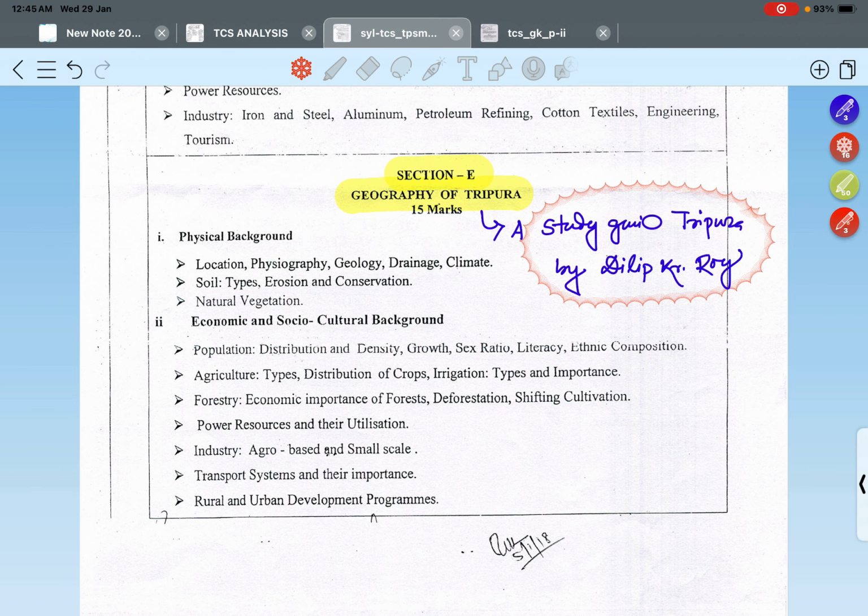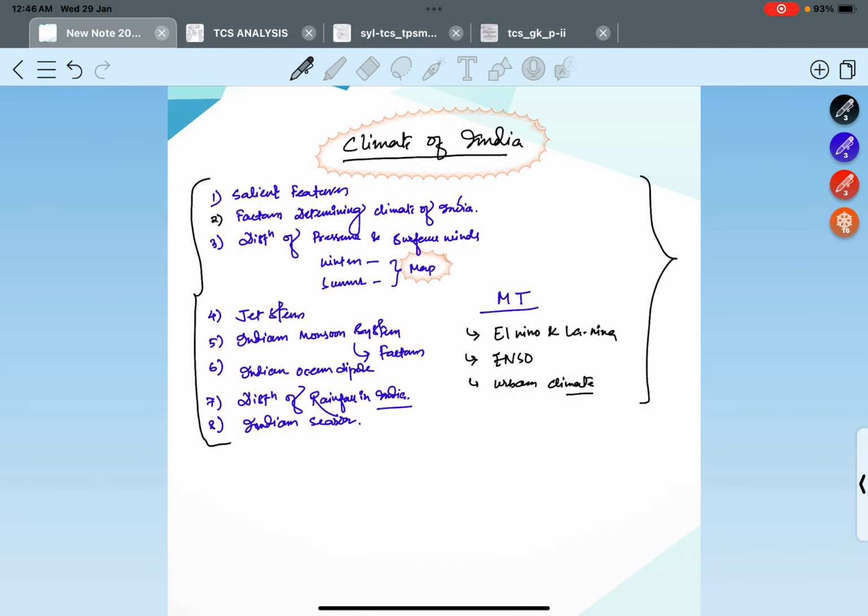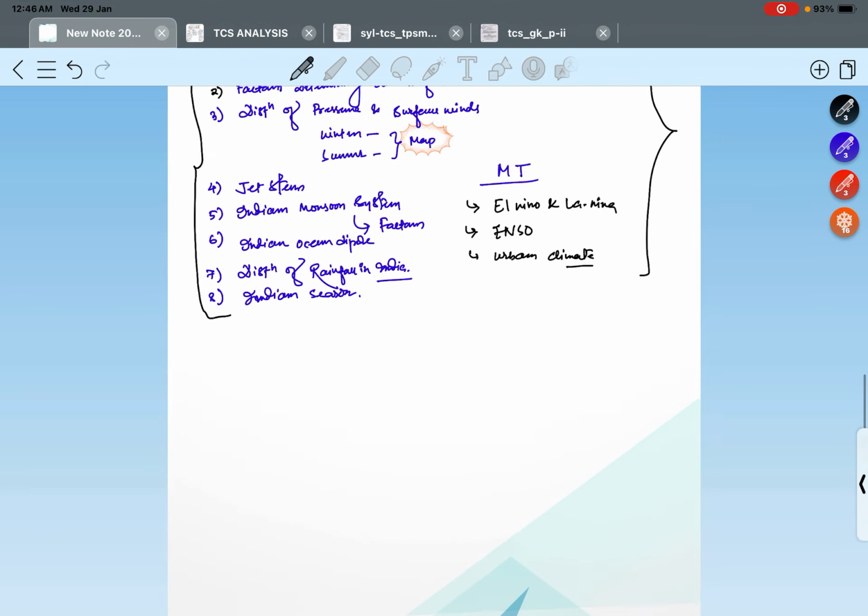Here also I'll take an example to explain. The topics here are location, physiography, geology, everything you will get in the book very easily. These are very common topics. The topic that I feel is very important and from which questions are asked is population distribution, density, growth, sex ratio, literacy, ethnic composition. Let me explain how much to read, and how much detail you should go into.